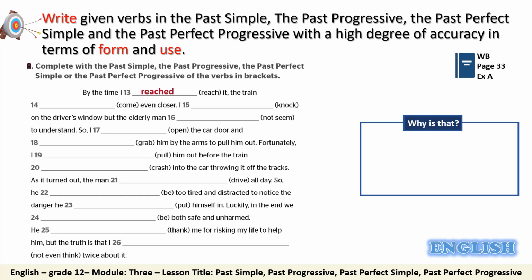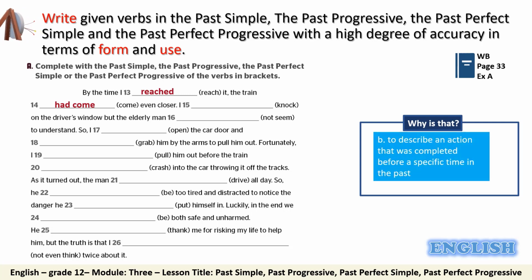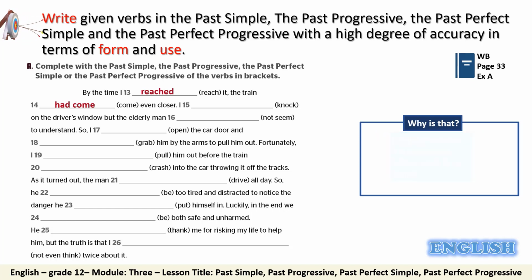Then space 14. What should we write? Very good, had come. Why? Excellent, because the action was completed before a specific time in the past.